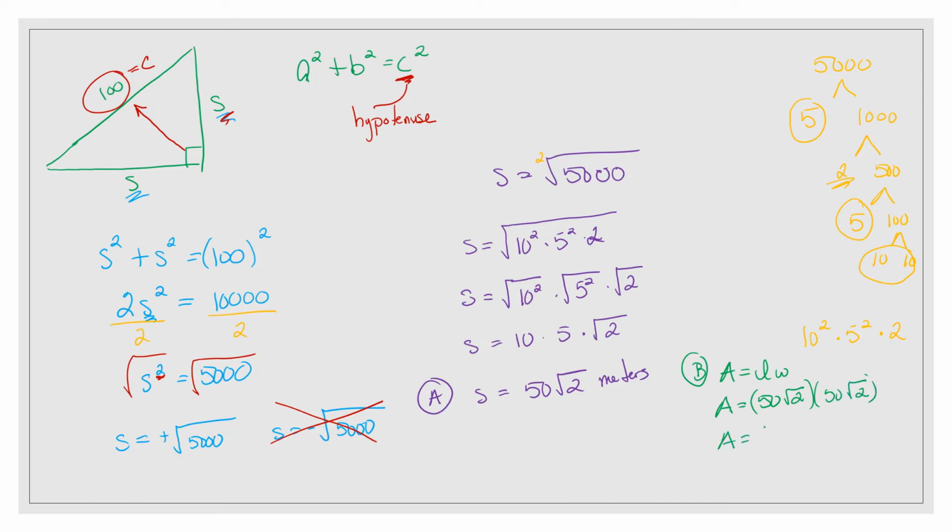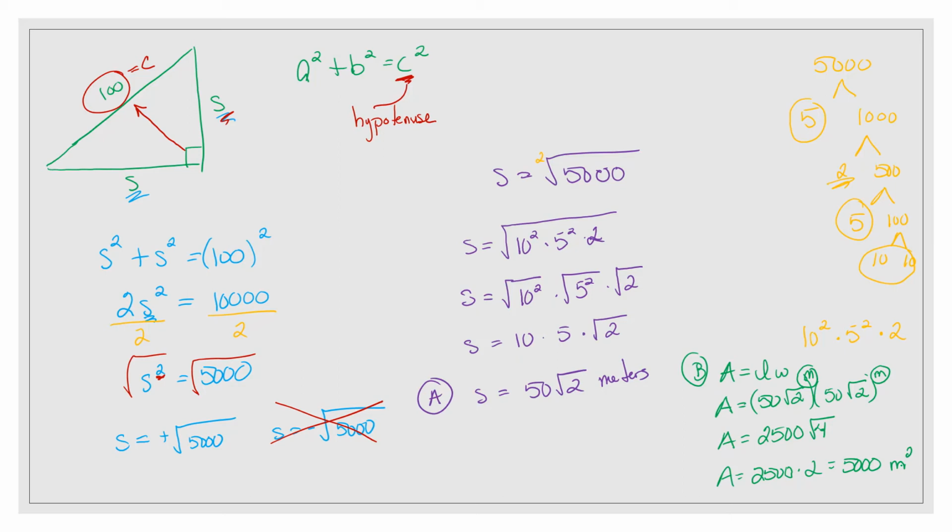Okay, so I can do 50 times 50. Yep, 2,500. Square root of 2 times square root of 2. Good, square root of 4, which means 2,500 times 2. Ooh, I got that 5,000 back again. Sounds a little coincidental. By the way, meters squared, because this was meters and this was meters. And m times m is m squared. All right, what do you think? Not bad, right? Okay, got one more problem for you.